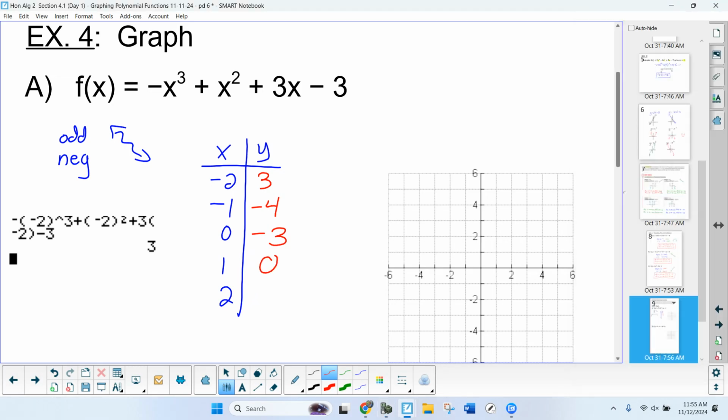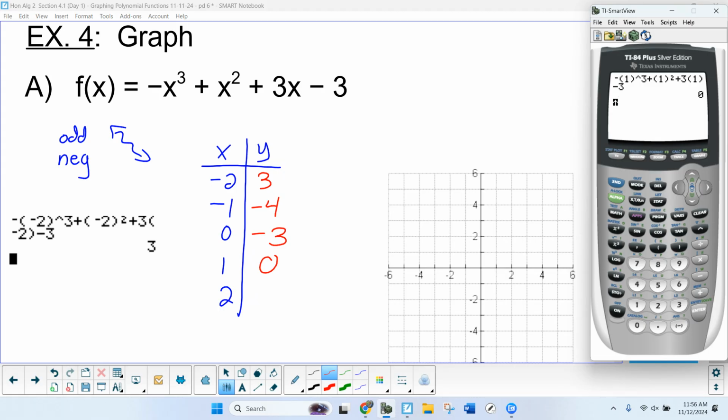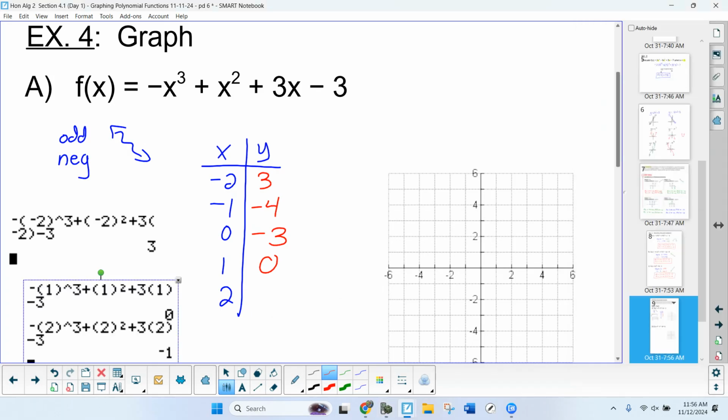And now, to get the second one, I'm going to go second entry and change all of these to 2. And what do you guys get for 2? You get -1? All right. Any questions at all on how I got that table of values?